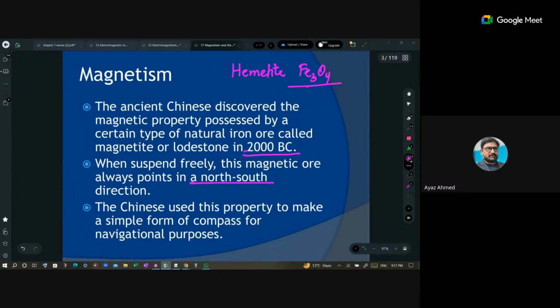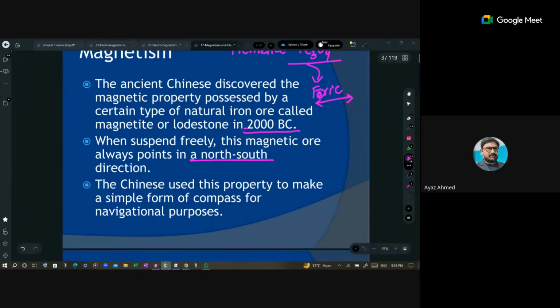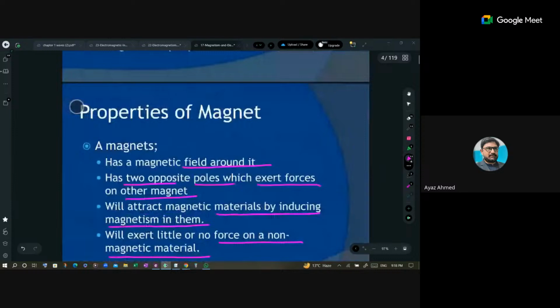So all those materials which have magnetic properties are called ferrous or ferric materials, because the name of iron is ferric, Fe, right? So they are called ferromagnets as well, ferro material. So this was its history.